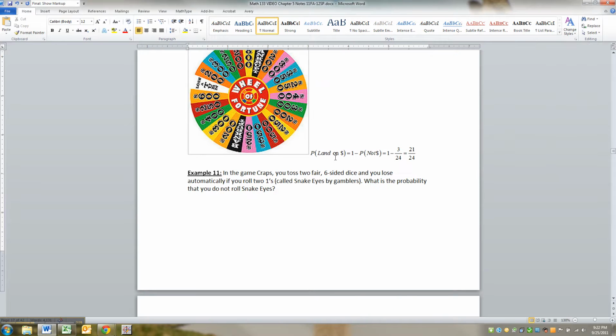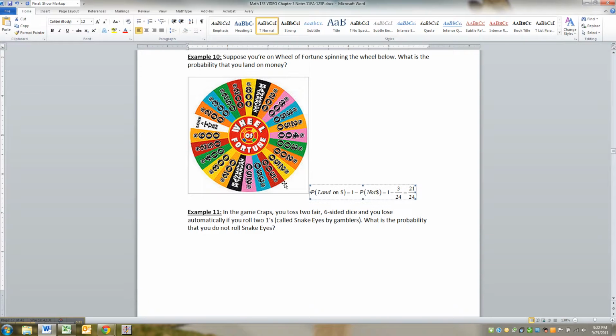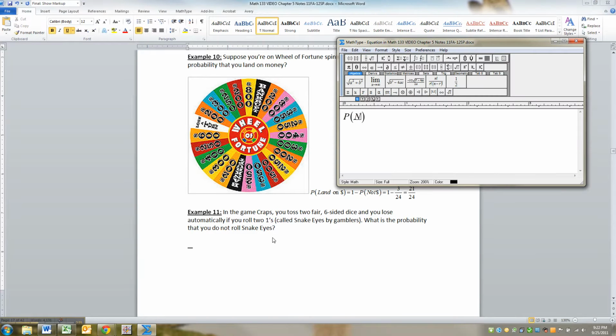All right. Now in the game of craps, you lose if you land on snake eyes, right? Two ones, a 1 and a 1. It's called snake eyes by gamblers. So what's the probability that you do not roll snake eyes? All right, so the probability of not snake eyes. Okay, well, why don't we find the probability of snake eyes and take it away from 1? That's going to be a whole lot easier than trying to figure out all the different rolls you can make, because there are tons of rolls in craps that are not snake eyes, right?